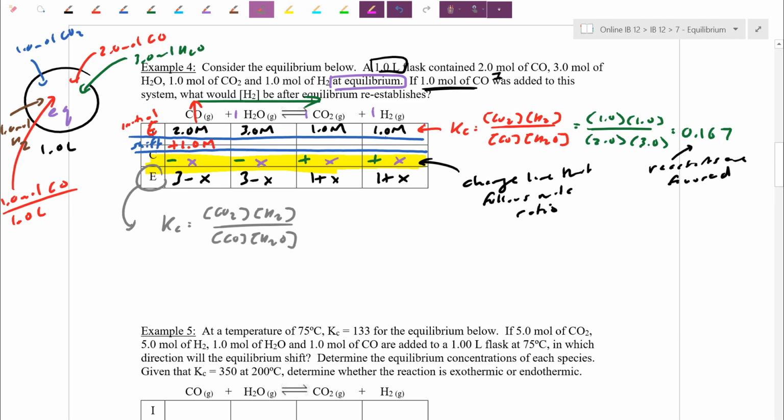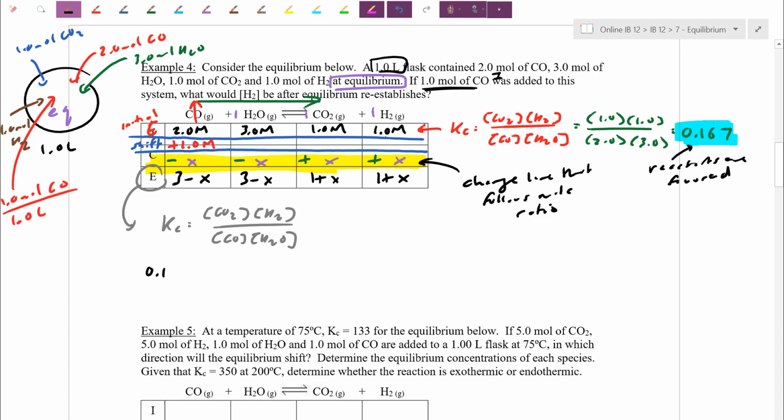Because I already calculated my Kc earlier, this number is what it should be at this temperature. All I did is I shifted the equilibrium by changing concentration. My Kc is unchanged. This is what it should be when I'm back at equilibrium. So I needed the equilibrium values at first to find Kc, and once I know what Kc is, then I'm ready to do math for the others.